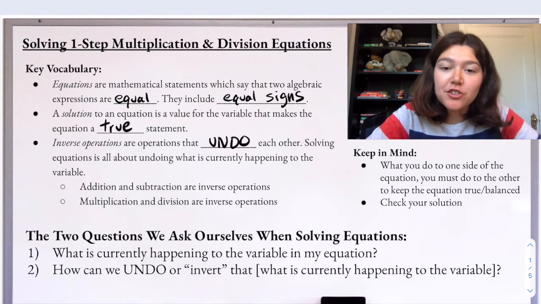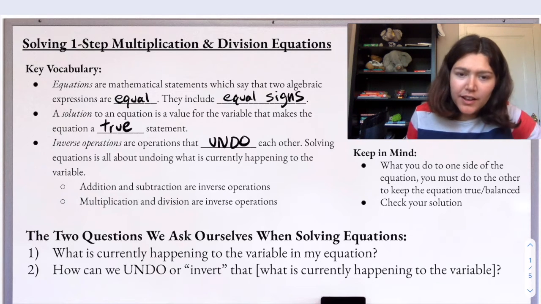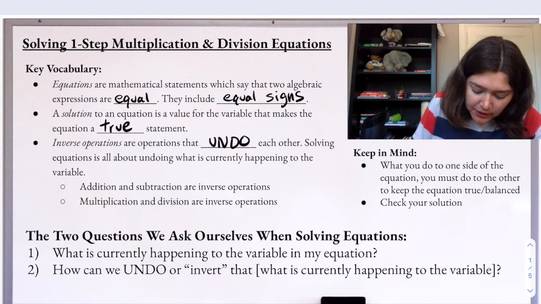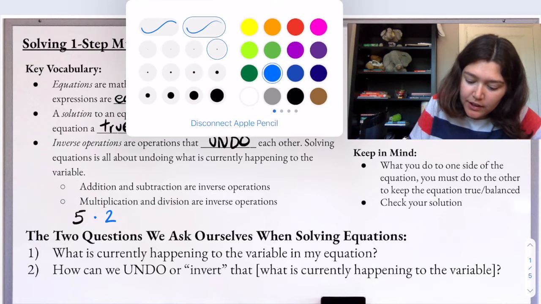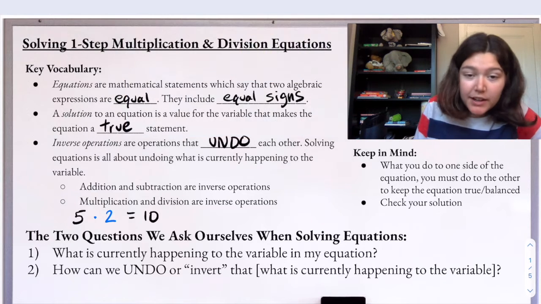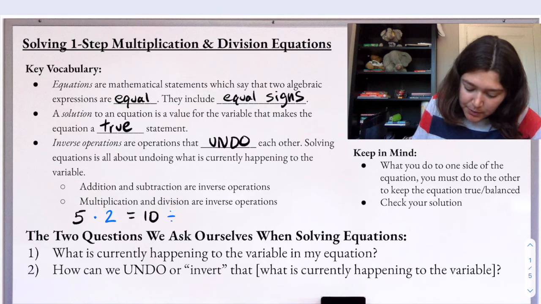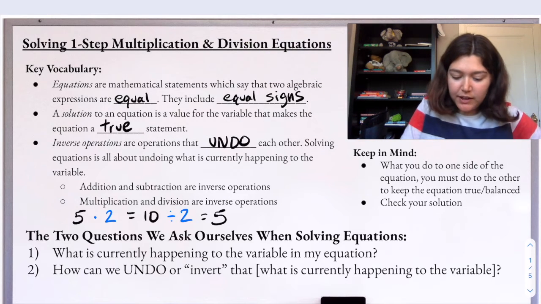So multiplication and division for our video today are operations that undo each other, and they are inverse operations. Why do they undo each other? Well, let's say that I start with the number 5, and then I decide to multiply 5 times 2. I'll get 10. Okay, and then I want to divide what I got, 10 divided by 2. And 10 divided by 2 is, of course, 5.